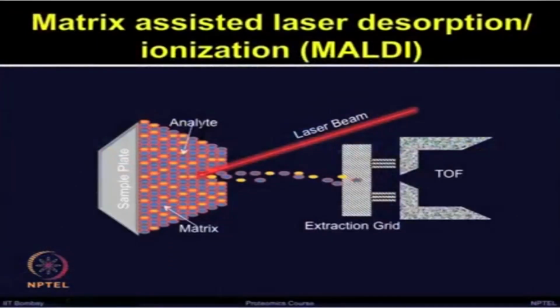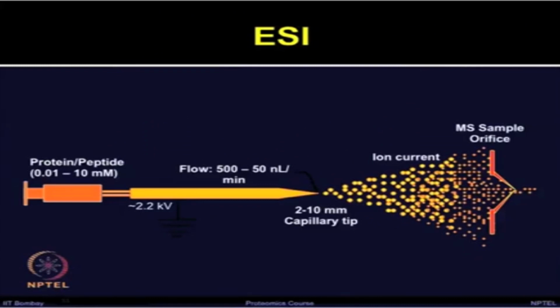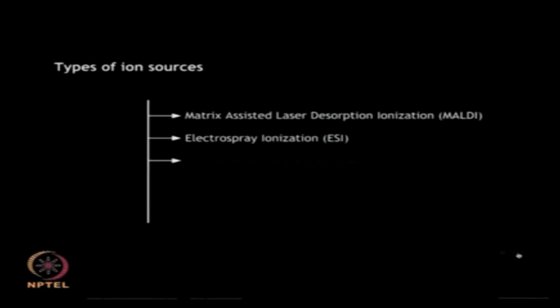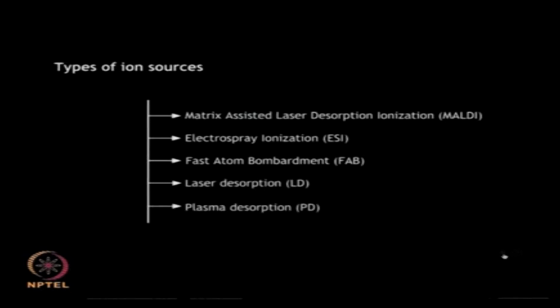The ionization source is responsible for converting analyte molecules into gas phase ions in vacuum. This has been made possible by the development of soft ionization techniques, which ensure that the non-volatile protein sample is ionized without completely fragmenting it. Most commonly used ionization sources are MALDI and ESI. Additionally, there are other ionization sources such as fast atom bombardment (FAB), laser desorption (LD), and plasma desorption (PD). Let us discuss the two most commonly used soft ionization techniques, MALDI and ESI.